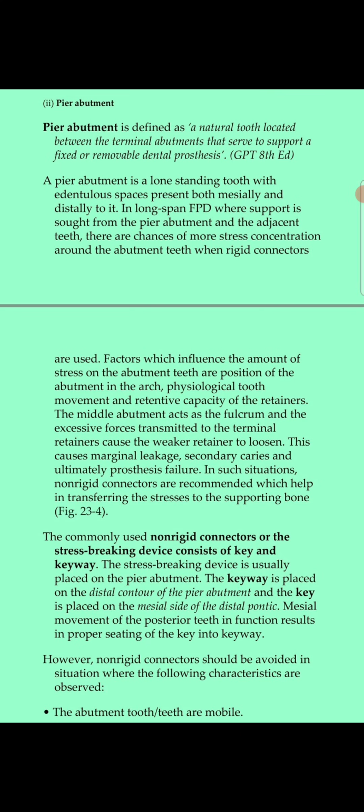We already discussed that abutment. Now, factors which influence the amount of stress on abutment teeth are the position of the abutment in the arch, physiological tooth movement, and the retentive capacity of the retainer. The middle abutment acts as a fulcrum, and the excessive forces transmitted to the terminal retainer cause the weaker retainer to loosen. This causes marginal leakage, secondary caries, and ultimately prosthesis failure. In such a situation, non-rigid connectors are recommended, which help in transferring the stresses to the supporting bone.